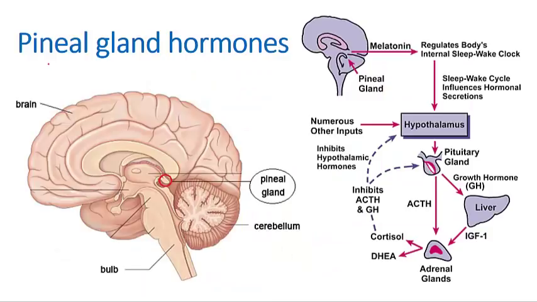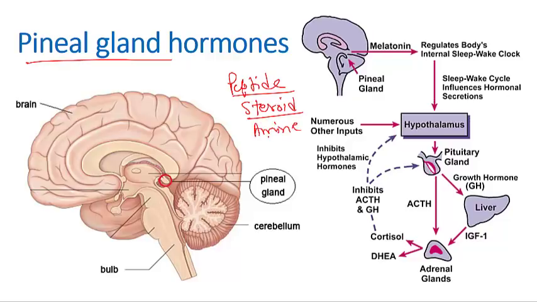Now the second type of gland we are going to talk about is the pineal gland. And the pineal gland produces different types of hormones. Now hormones can be of three different types chemically. It can be peptide, which is protein type. It can be steroid, which is hydrophobic for the most part, and it can also be amine type of hormones. The pineal gland produces a hormone known as melatonin, which is this amine type of hormone.